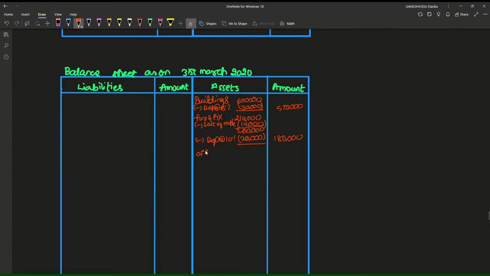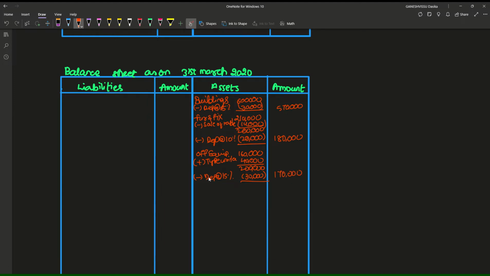Office equipment, 1,60,000 they said, and we need to add the typewriter purchase of 40,000 rupees. That becomes 2 lakhs, and minus depreciation at the rate of 15%, we need to depreciate by 30,000 rupees. 2 lakhs minus 30,000, which is 1,70,000 in the outer column.